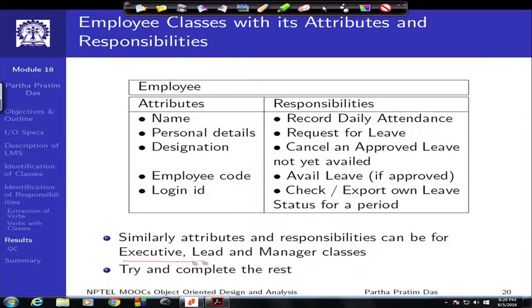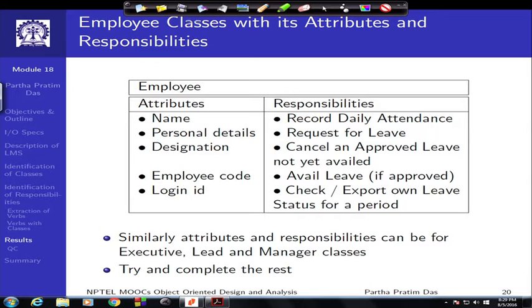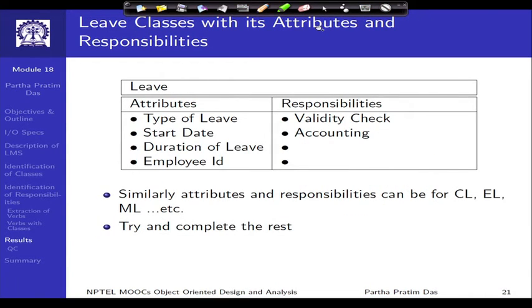Similarly, we have executive, we have lead, we have manager, and for all of these you need similar things to be done. So, I will leave this to you, and I will again advise that it may be a good option to pause and try to work this out for the other categories of employees as to what their attributes should be and how their responsibilities turn out to be. Going forward in later modules, we will actually use that information and do different refinements of the design.